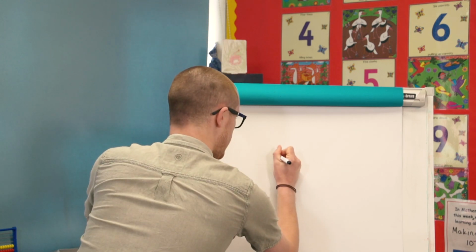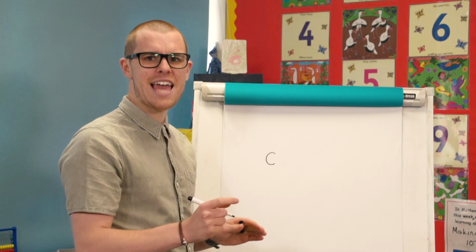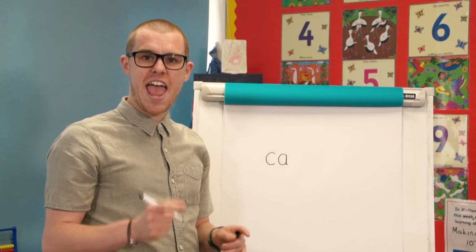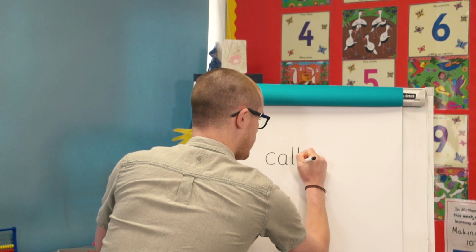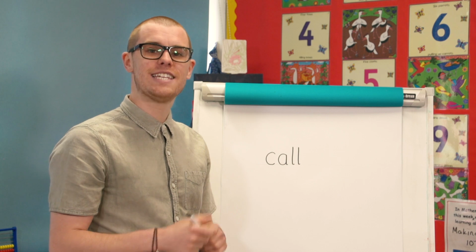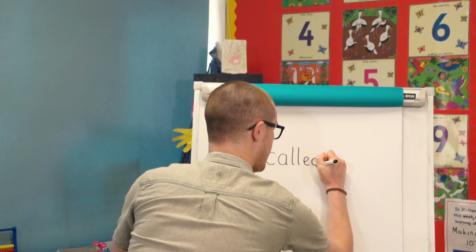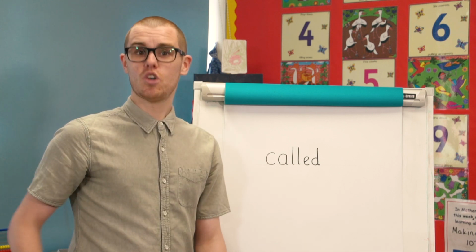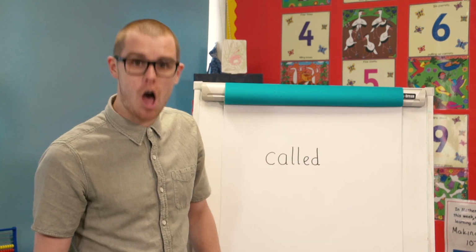This word has two tricky bits. The first bit is easy. K. And then there is the tricky bit. The letter A says or. Then it's double L for the L sound. And at the end, the letters E, D say D. Here is the word called. It is written C-A-L-L-E-D. Now I'm going to hide the word.